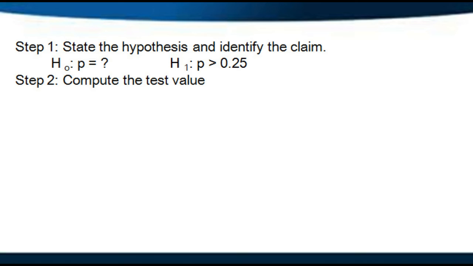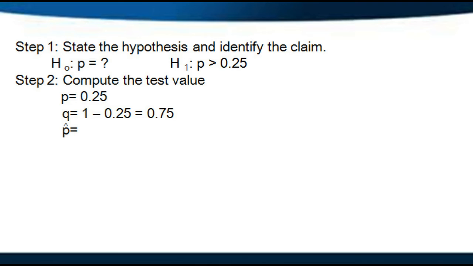Step 1. State the hypothesis and identify the claim. Here we should have the null hypothesis and the alternative hypothesis. Our null hypothesis should be p equals 0.25, and the alternative hypothesis should be p greater than 0.25. Step 2. Compute the test value. We'll be identifying the given p, q, and p hat. From the problem, 25%, p should be 0.25, and q is the alternative of p, which is 1 minus 0.25, and that is 0.75. P hat is not given, so we are going to solve for it.